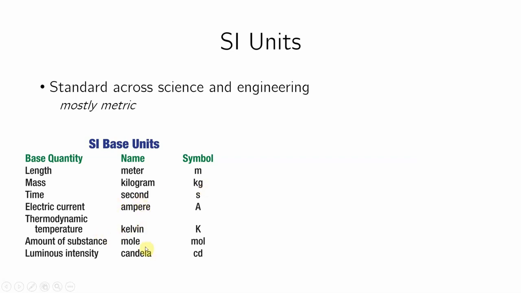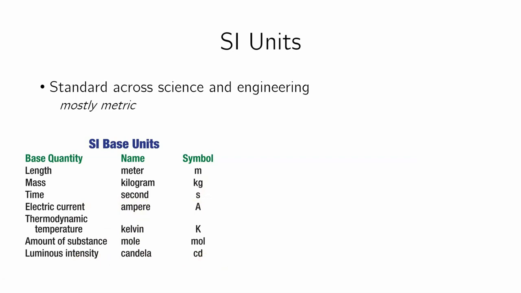Temperature will be Kelvin. Amount of substance will be mole, which we'll discuss in a whole different lecture. Electric current, which we won't use in this class, is the ampere. And luminous intensity, which we won't use in this class, is the candela, so cd. Okay, these are the basic units. Everything else is derived from that.